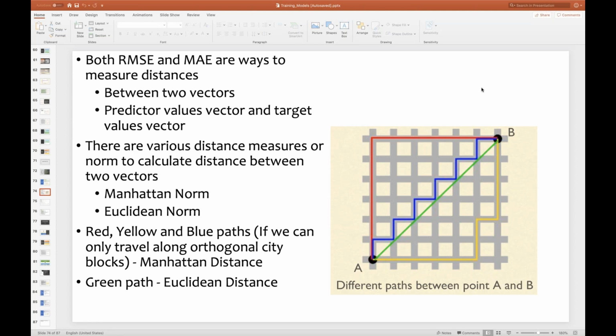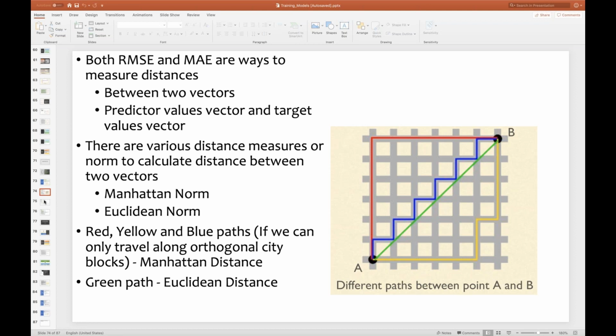If someone asks you about Euclidean distance and Manhattan distance, tell them, boss, if you consider orthogonal blocks, your yellow, blue, and red have the orthogonal Manhattan form, and the green path has the Euclidean form. As simple as it is. Okay, nothing to worry about in this slide.